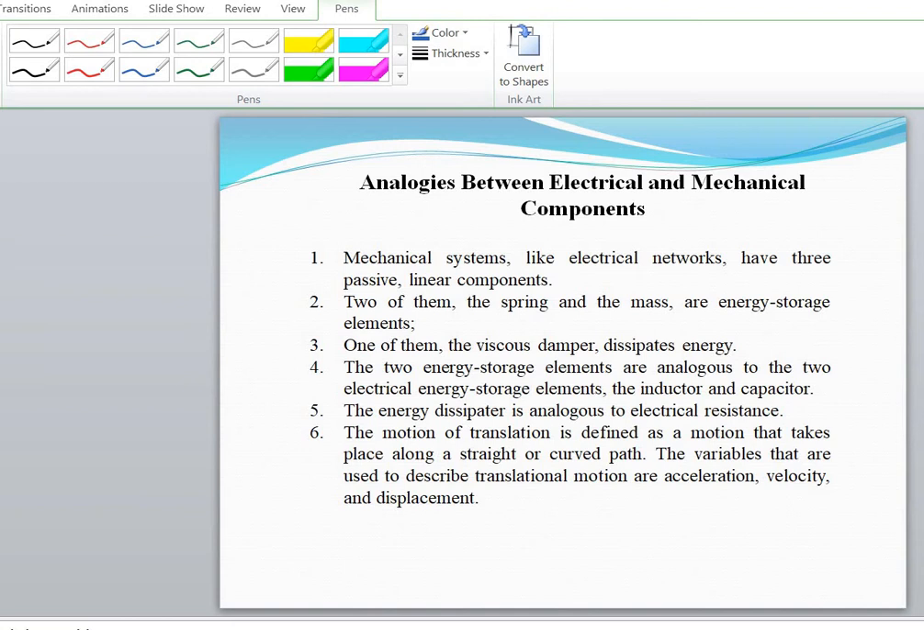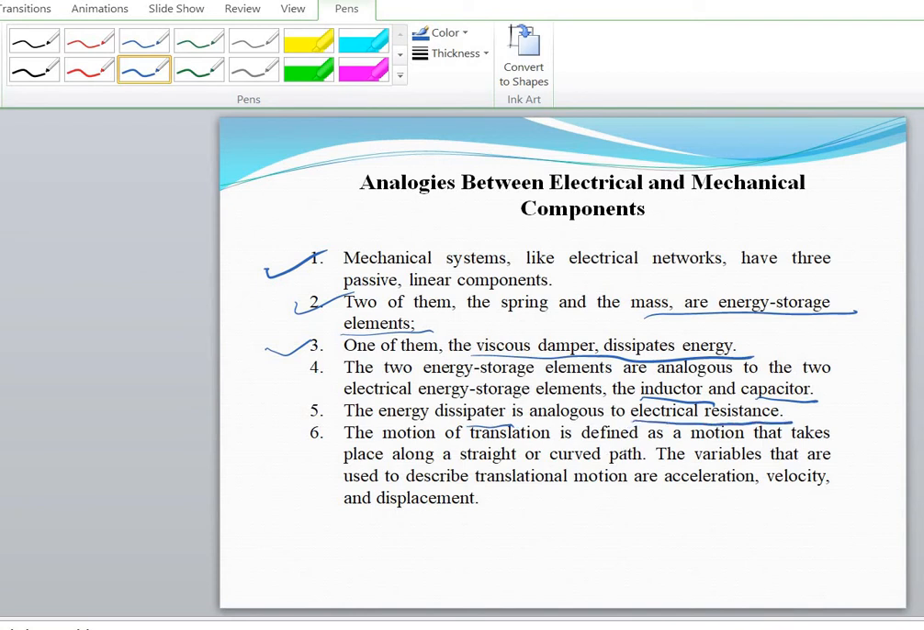So now coming to analogies between electrical and mechanical components. We have proper analogy between electrical and mechanical systems. Mechanical systems, like electrical networks, have three passive linear components. Two of them, spring and the mass, are energy storage elements. One of them, the viscous damper, dissipates energy. The two energy storage elements are analogous to two electrical energy storage elements, inductor and capacitor. The energy dissipator is analogous to resistance.